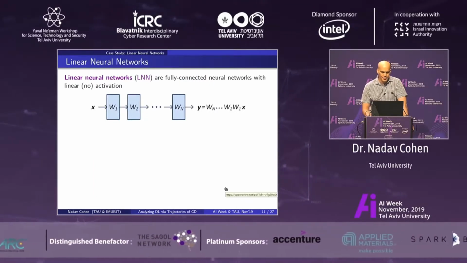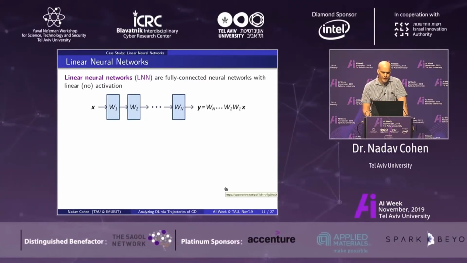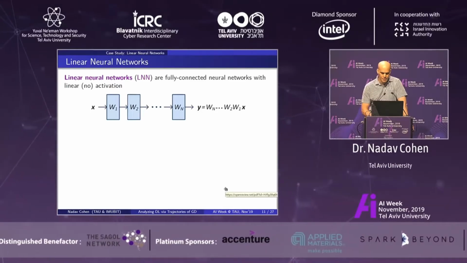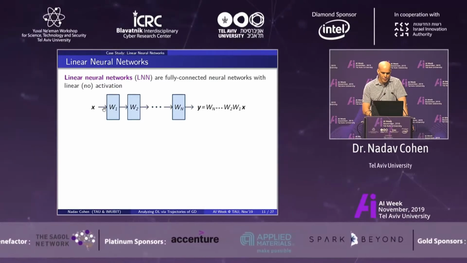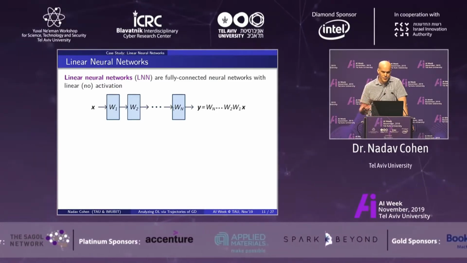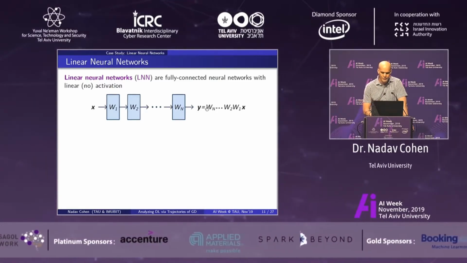So what's a linear neural network? A linear neural network is a fully connected neural network with linear activation. Put differently, it's a linear mapping from input to output, but I don't parameterize this mapping directly as a matrix, I parameterize it as a product of matrices.